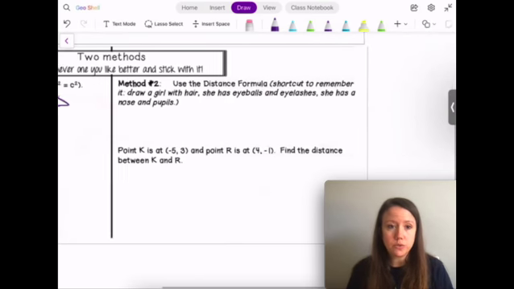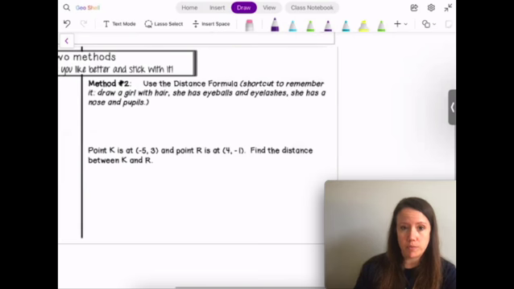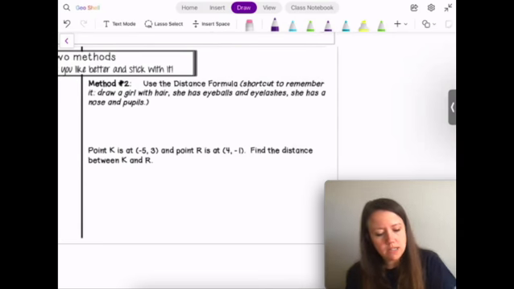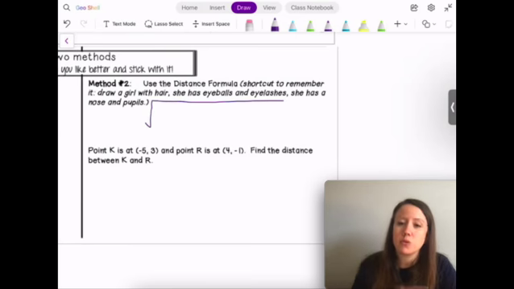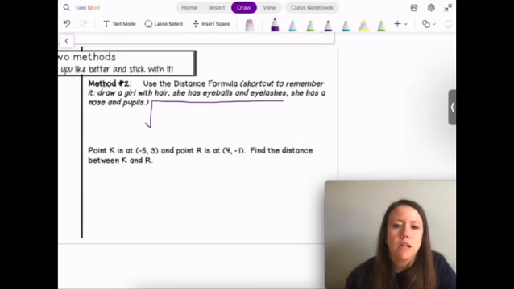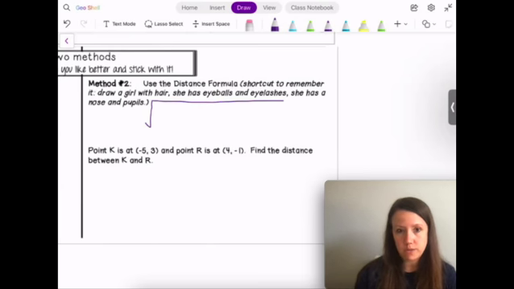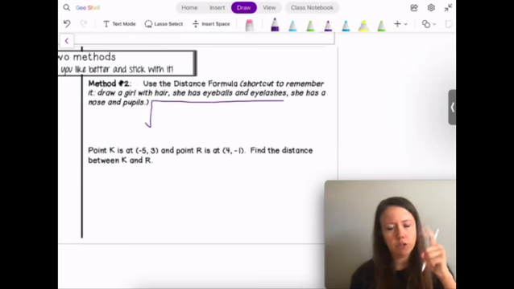Method number 2 is use the formula. Okay? What is the formula, you may ask? Well, we are going to use the square root, and it is derived from the Pythagorean theorem. So think about it. We use square root for Pythagorean theorem. Right? Shortcut to remember it. You're going to draw a girl with hair. Their hair is the square root symbol.